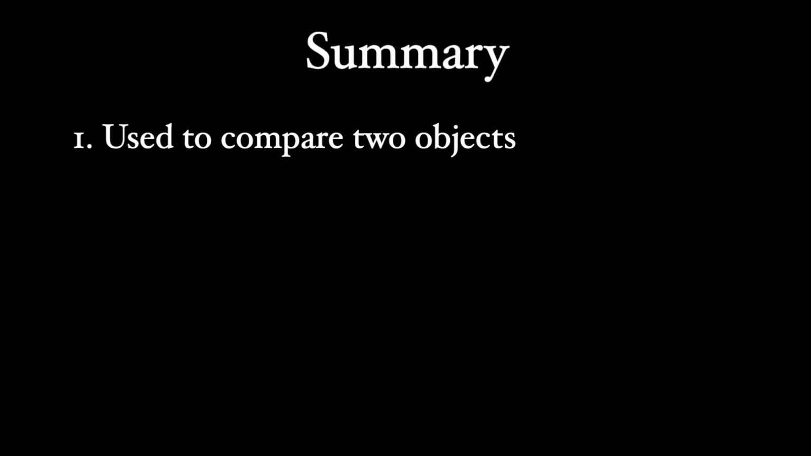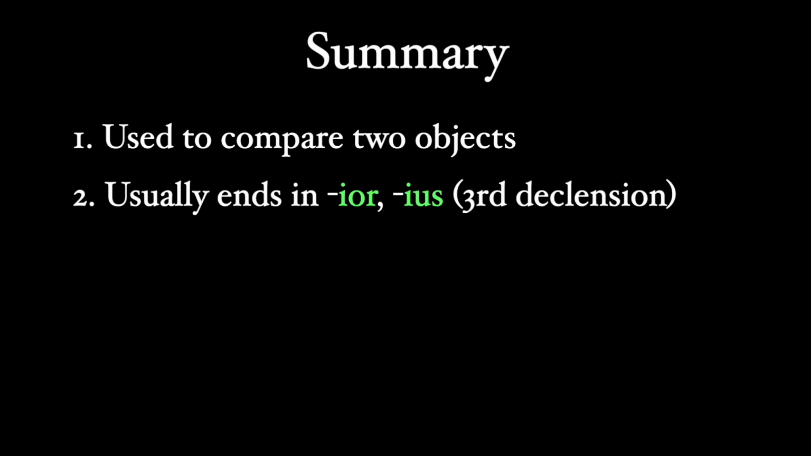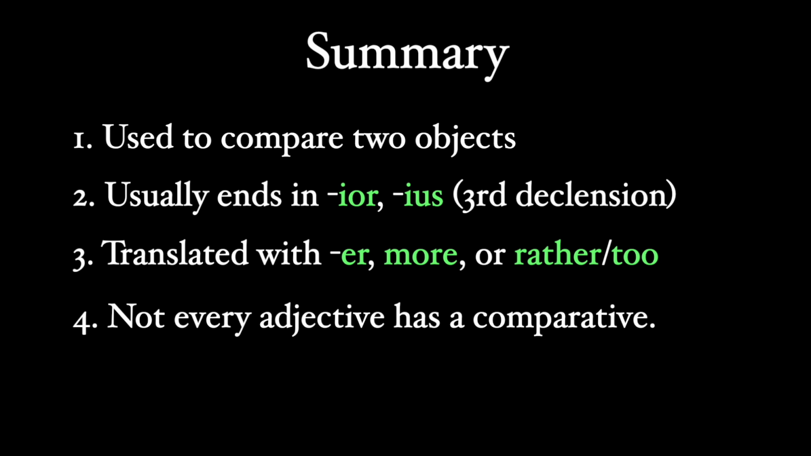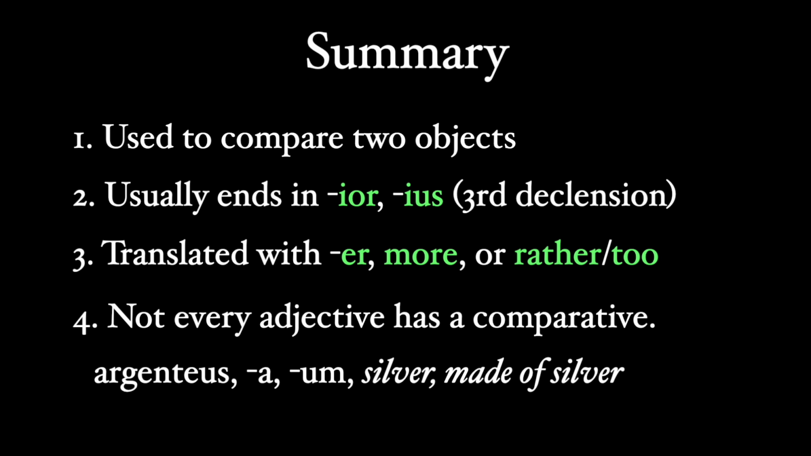In summary, the comparative adjective is generally used to compare two objects. In Latin, we identify it by the ending ior, with the ius ending used for nouns in the neuter gender. This adjective takes third declension endings. In English, we often see the suffix er, or the word more used to translate it, but rather or too also works if you're not directly comparing your noun to anything else. Oh, and not every adjective has need of the comparative degree. Take argenteus, silver, made of silver, silvery. Can you really have something that's more silvery or rather silvery? Common sense should prevail.